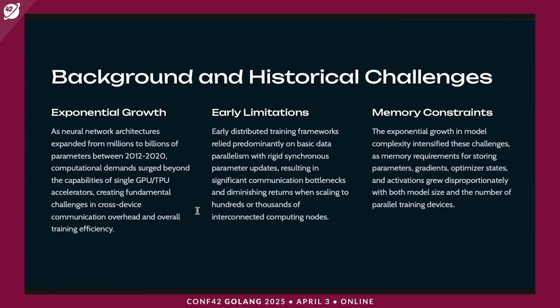The other issue was memory. As models grew, so did the need to store parameters, gradients, and optimizer states. That meant memory often became the bottleneck, even with multiple devices.